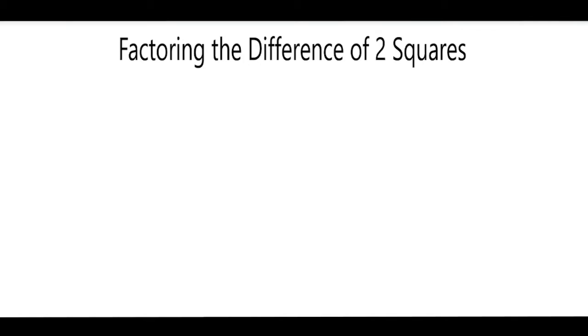Hello again. Today we are going to be factoring the difference of two squares. Okay, so as a model, I want to show you that this is going to look like this. If I have a squared minus b squared, if I factored that into two parentheses, this would become a plus b and a minus b.